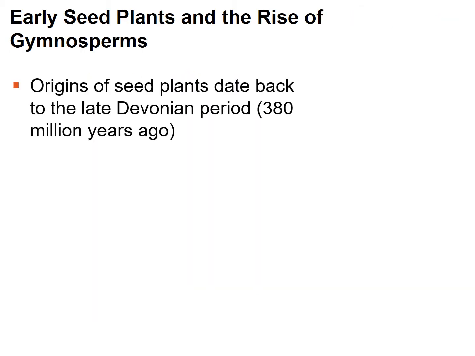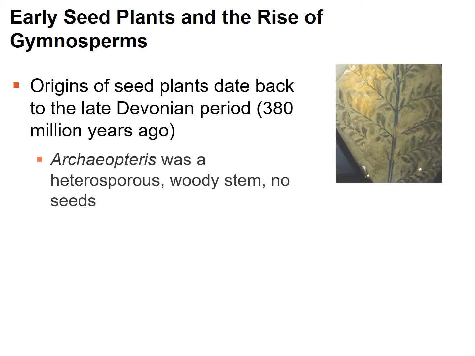Seed plants date back to the Devonian, which was about 380 million years ago. In fact, Archaeopteryx was basically heterosporous. So this is where we actually have evidence of heterospory and woody stems. However, it didn't have seeds. So during that time, there were no seeds. However, some of the characteristics of gymnosperms were starting to evolve.